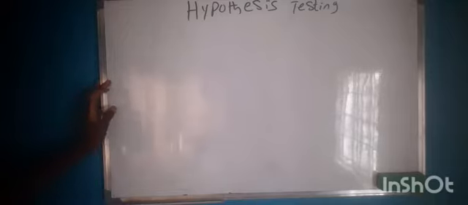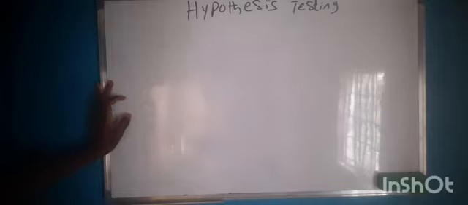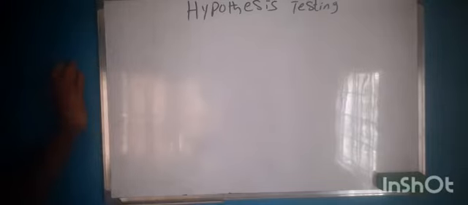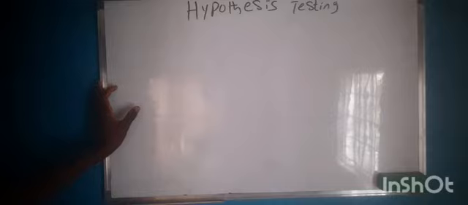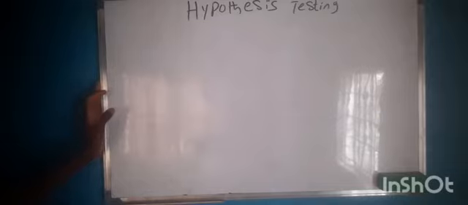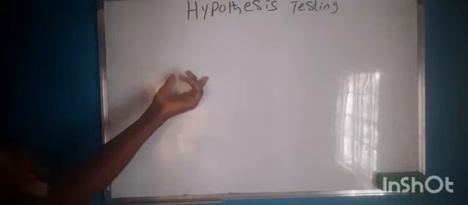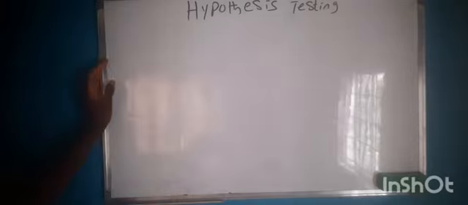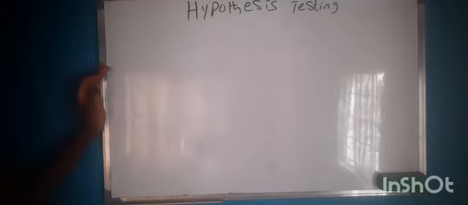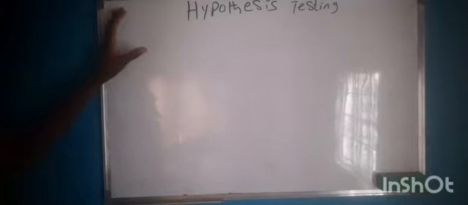Every day we make a claim about something, maybe a population. Sometimes the claim might be true or false. We don't know, but all I know is that we make claims. Now, any statement or assumption about a population parameter which can either be true or false is called a hypothesis.